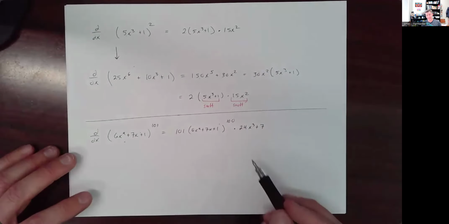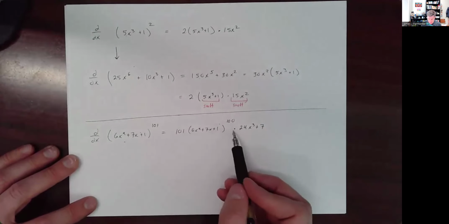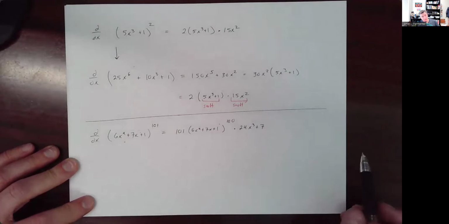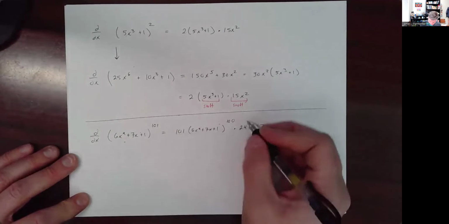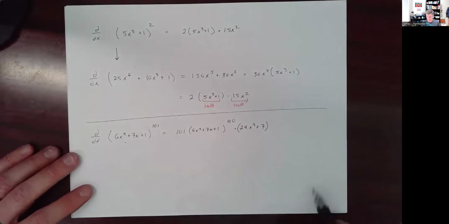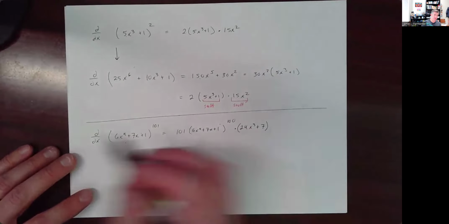And if I write it like that, it's kind of wrong, because this says 101 times all this to the 100th power times 24x cubed, and then after you've done the multiplication, add on 7. Really, that's wrong. It should be this times this to the 100th times all of this in parentheses. The derivative of your stuff, if there's more than one term, has to be in parentheses.